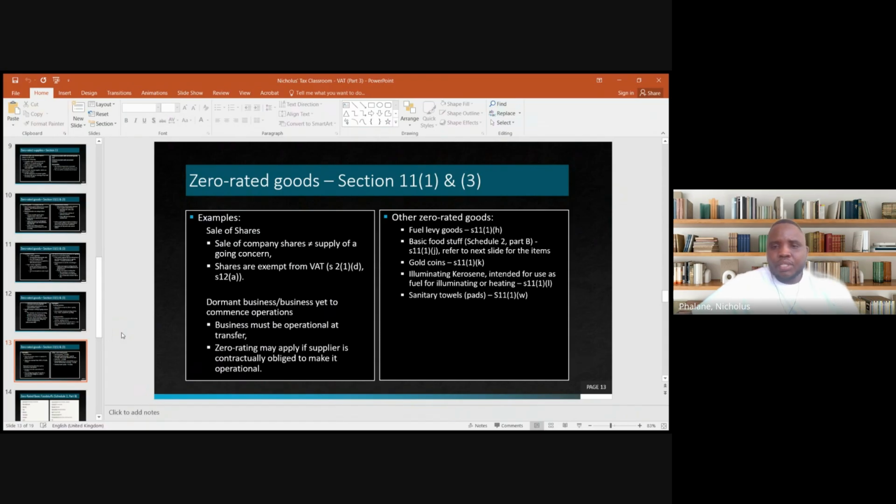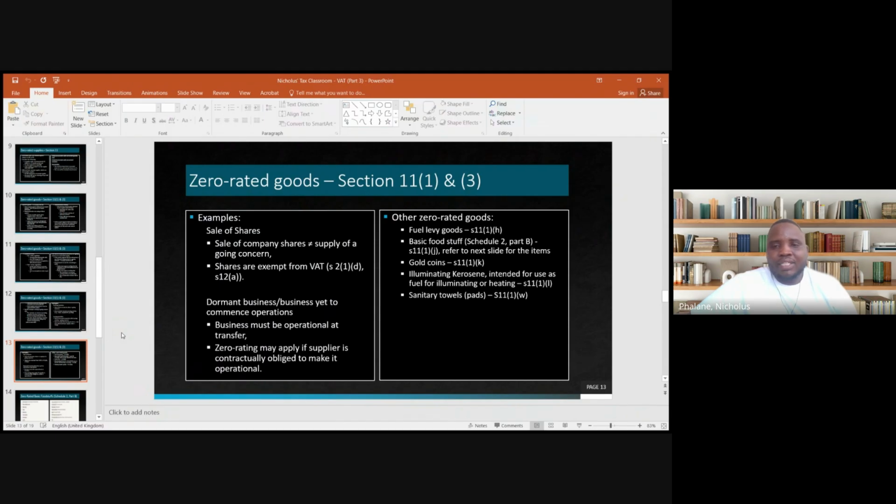Other zero rated goods. These ones are quite straightforward, that's why there isn't a lot of detail under them. So your fuel levy goods in terms of Section 11(1)(h), then basic foodstuff in terms of Schedule 2, Part B, right? Obviously, you can refer to the next slide where we are including these basic food items, but this is just for the students who are still at levels where they are not allowed to take their legislation into the assessments, because you definitely need to know this off by heart.